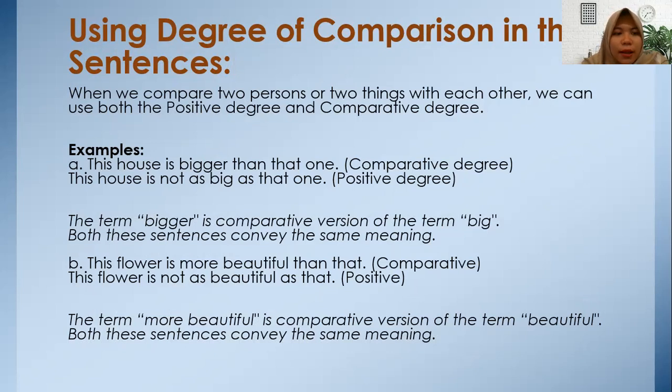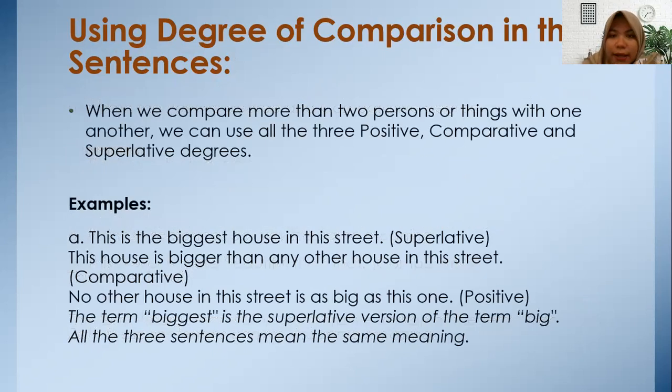So let's have a look at the second example. This flower is more beautiful than that. This flower is not as beautiful as that. So more beautiful is, of course, the comparative version of the term beautiful, and both of these sentences convey the same meaning. Next, when you compare more than two persons or things with one another, we can use all the three positive, comparative, and superlative degrees.